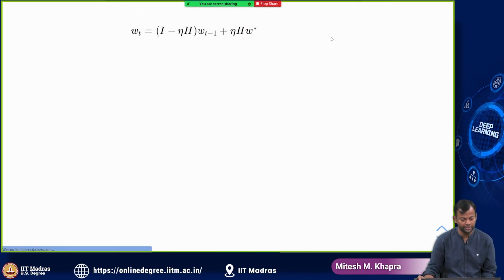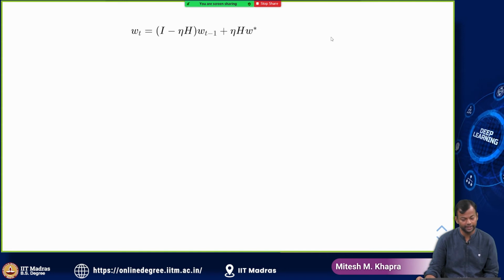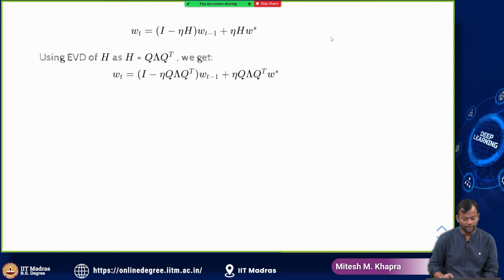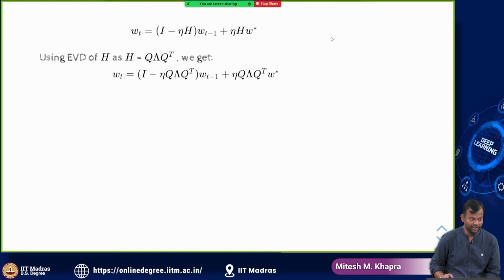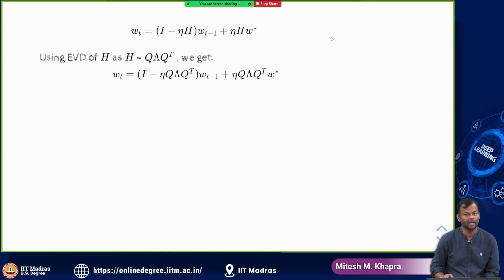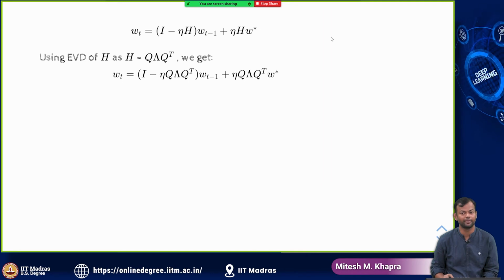Okay. So this is what we had on the previous slide, right? So Wt is given by this formula. Now again we are going to use the eigenvalue decomposition of H, because we know that H is positive semi-definite, it's a symmetric matrix, so the eigenvalue decomposition exists. And not just that, we also know that the eigenvectors are orthogonal, so Q inverse is equal to Q transpose, that's why we get this form.